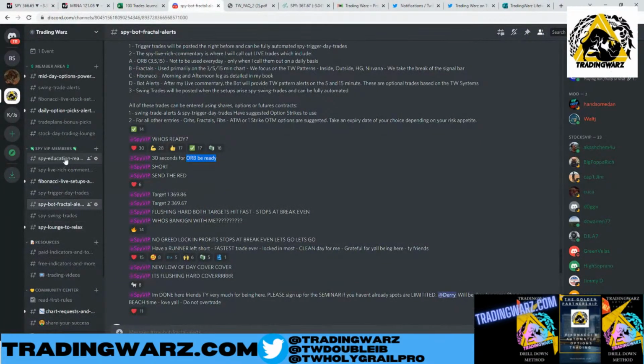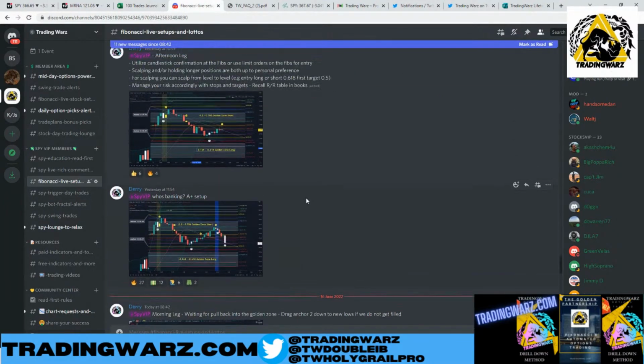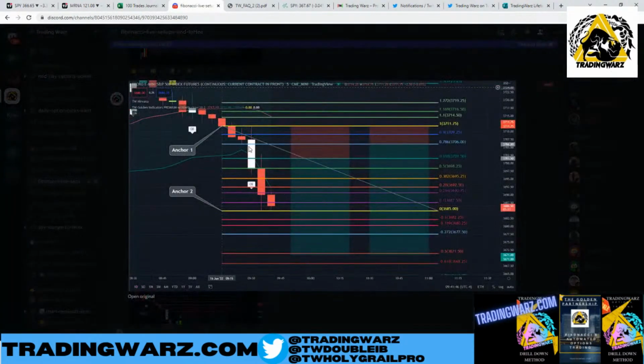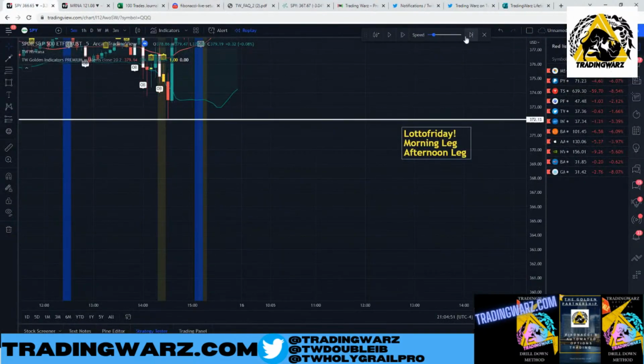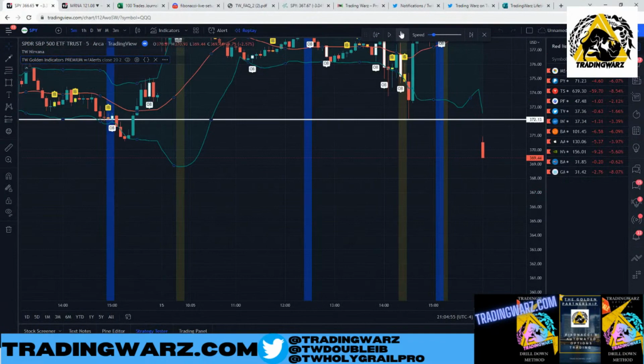So the first thing right here is we go to the Fibonacci live setup. So this is our fib room where me and my brother, we draw the fib legs live. Okay, so here was our morning leg. So you could see right here the first 3 candles. So watch closely. First 3 candles come in. I gotta hit the replay again. First 3 candles, 1, 2, 3.